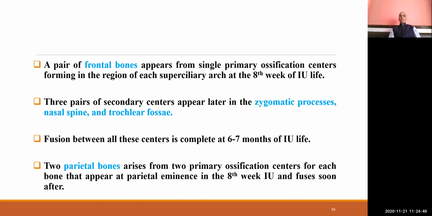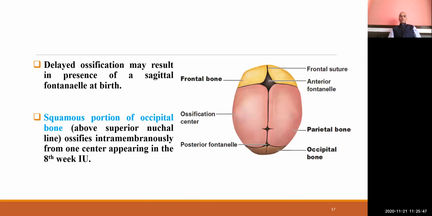So a pair of frontal bones appears from a single primary ossification center, forming in the region of the superciliary arch at the 8th week of intrauterine life. And three pairs of secondary centers appear later in the zygomatic process, nasal spine and trochlear fossa. And fusion between all these centers is complete at 6 to 7 months of intrauterine life. And two parietal bones arise from two primary ossification centers, one for each bone, that appear at the parietal eminence in the 8th week of intrauterine life and fuse soon. The ossification centers for the frontal and parietal bones appear at the same time. So delayed ossification may result in the presence of a sagittal fontanelle at birth.